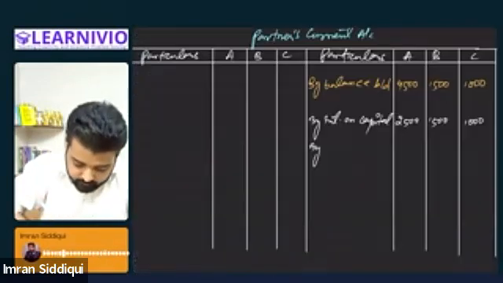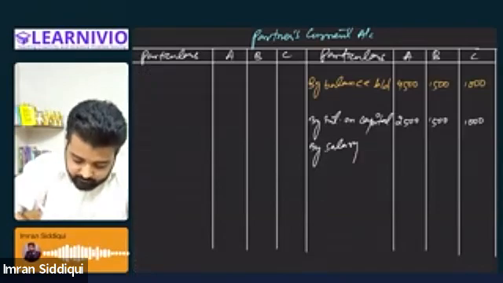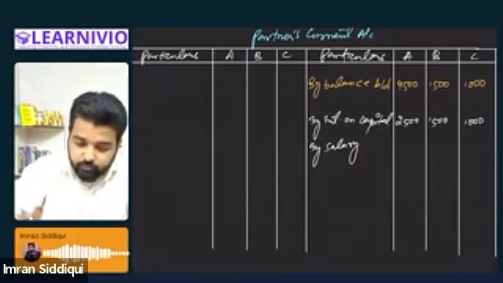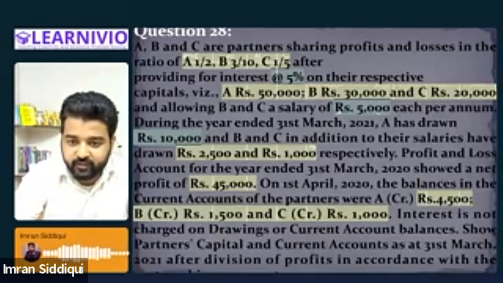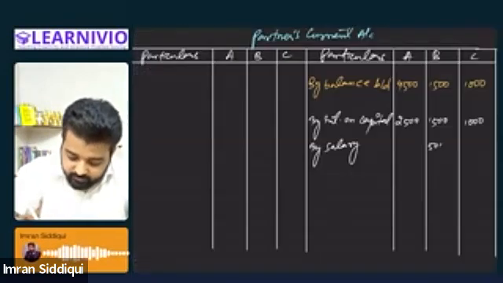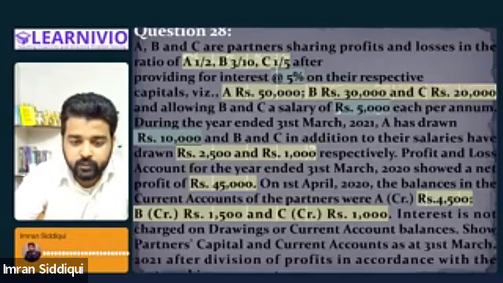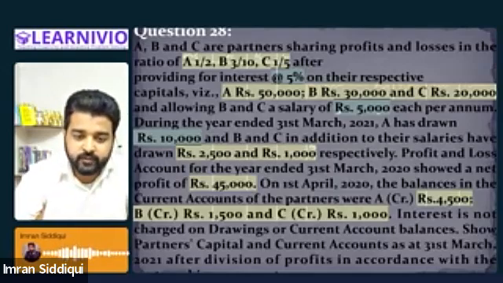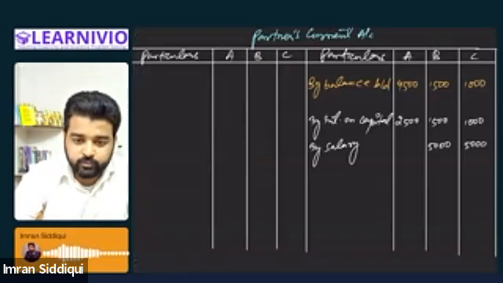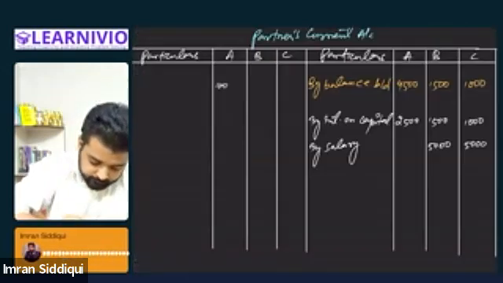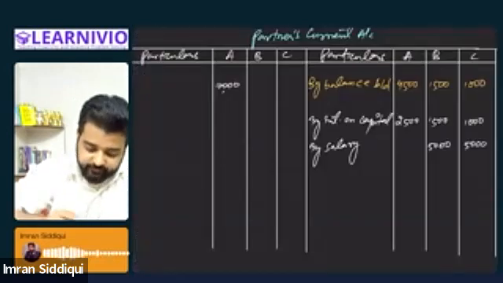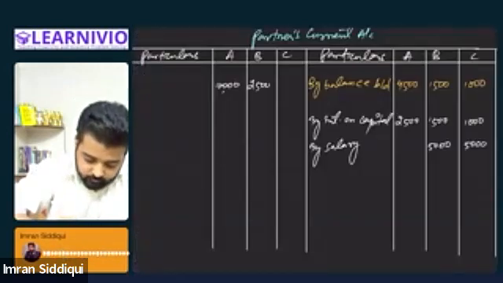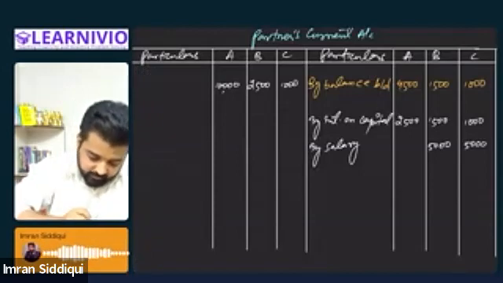By salary, A won't be getting any salary; B and C will be getting a salary of 5,000 per annum, right? 5,000 per annum means for the entire year, 5,000 salary will be credited to C's capital account and B's capital account. Then, along with this, A, B and C are drawing 10,000, 2,500 and 1,000. This is the amount of drawing by all the partners.